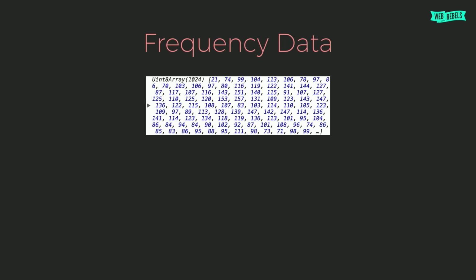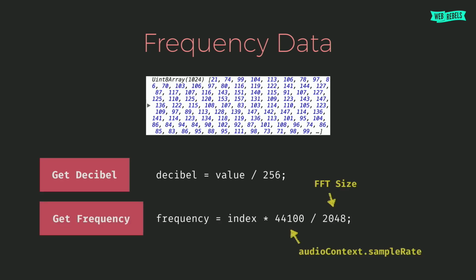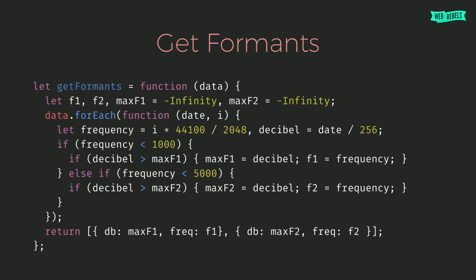So this is how the frequency data looks. We get 1024 data values representing the volume of a frequency in a normalized array of values between 0 and 255. To get the loudness in percent, we can divide the value by 256. And to get the frequency of each value, which we also need, we can multiply the index with the sample rate and then divide it by the FFT size. The sample rate is the number of audio samples per second of our video sound. In this case, it was 44,100.